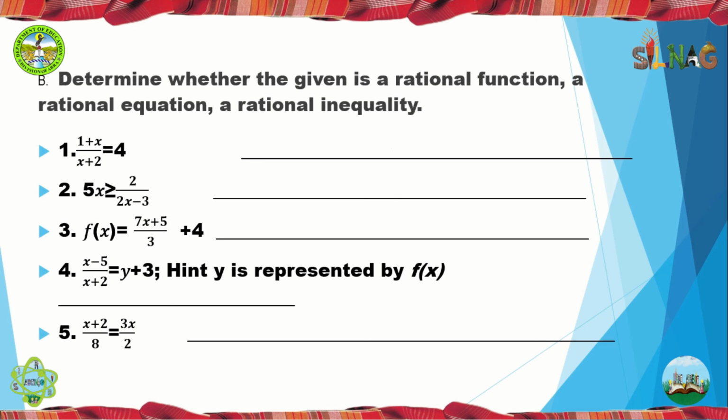Next, determine whether the given is a rational function, a rational equation, or a rational inequality. Number 1, 1 plus x over x plus 2 is equal to 4. Number 2, 5x is greater than or equal to 2 over 2x minus 3. Number 3, f of x is equal to 7x plus 5 over 3 plus 4. Number 4, x minus 5 over x plus 2 is equal to y plus 3. Hint, y is represented by f of x. Number 5, x plus 2 over 8 is equal to 3x over 2.